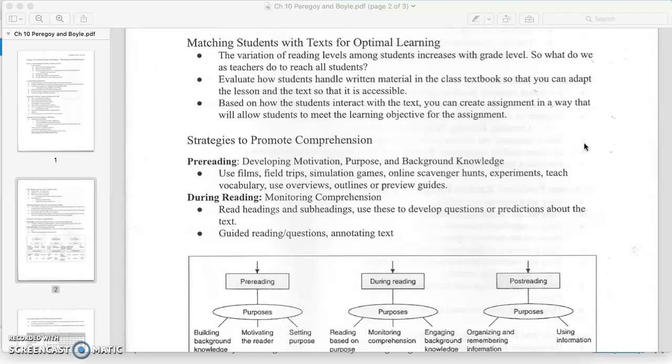This is a very important skill for all teachers to recognize. It's not enough for us just to throw a textbook in front of them and just tell them to read. We actually have to provide guidance and make sure that they're capable of reading it. So based on how the students interact with the text, you can create an assignment in a way that will allow students to meet the learning objective for the assignment. And so being able to adjust and create differentiated instructions for each individual student. All of our students will have different learning curves, and the way that they learn will vary. And so being able to identify and appropriately match with their learning abilities and their reading levels is very important.